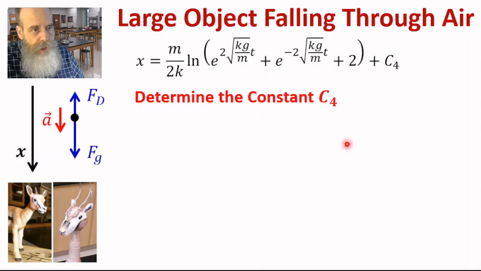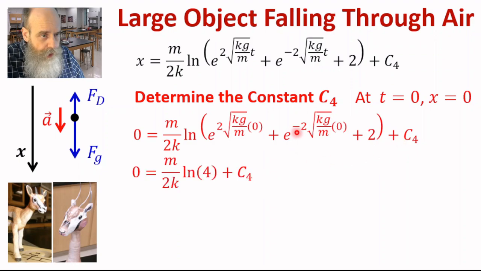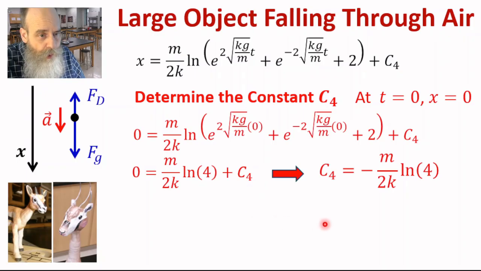We need to determine the constant c4. So what is our initial condition? At t equals 0, x equals 0. Put these into our expression, and we get this. 0 equals m over 2k ln e to the 0 plus e to the negative 0 plus 2 plus c4. This is 1 plus 1 plus 2, so we get m over 2k ln 4 plus c4 equals 0. So c4 equals negative m over 2k ln 4. So put our c4 into here, and we get our final result.